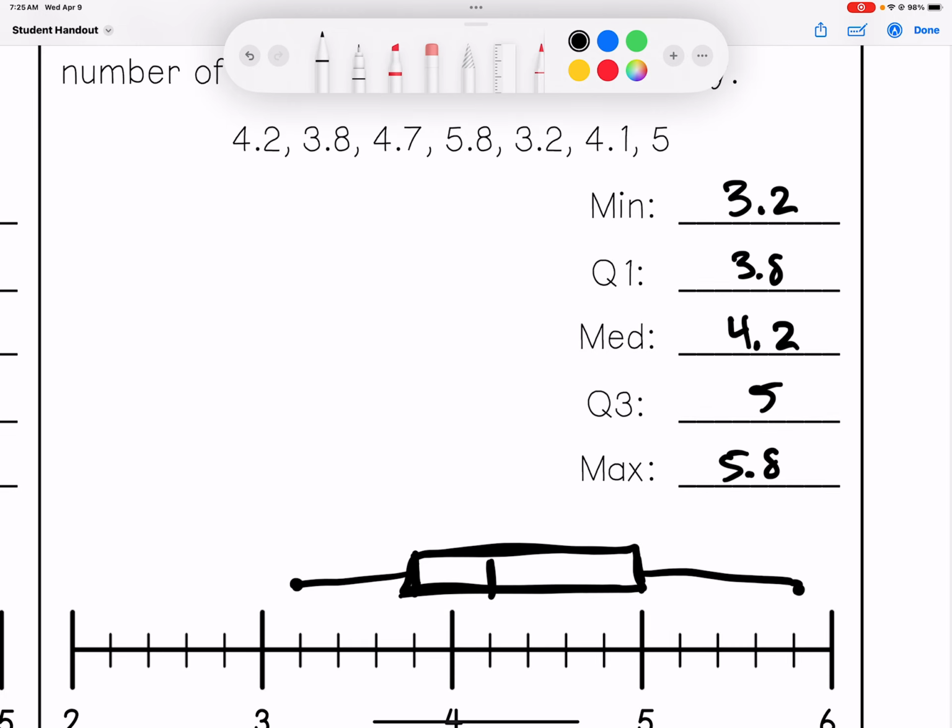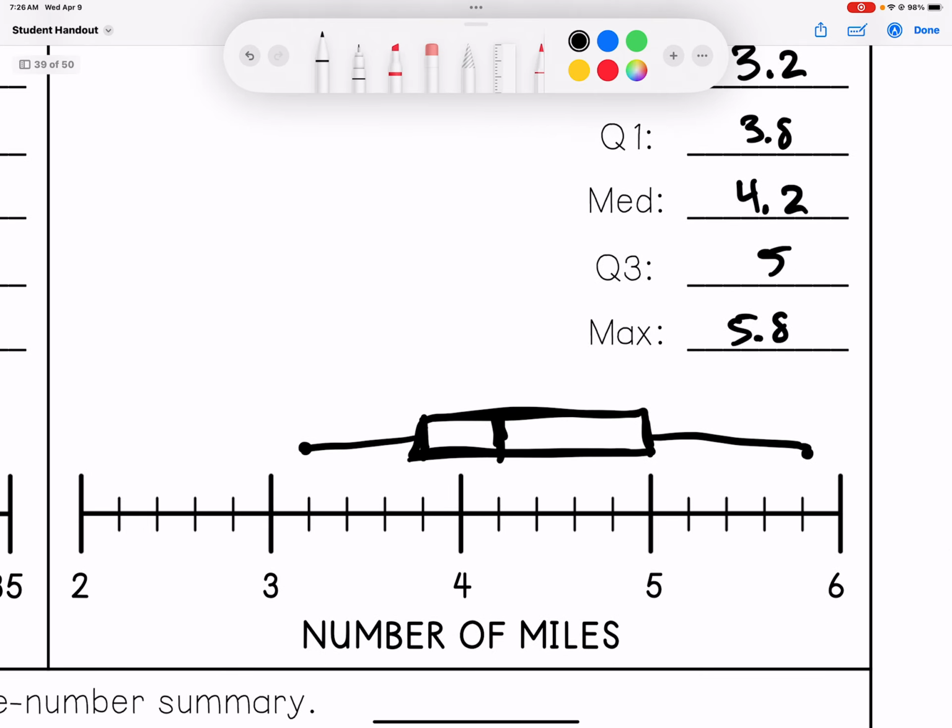All right, yours should have looked something like that. Maybe a little better than mine, but pretty much exactly like that. So if they ask you to create a box plot, that's what they're asking you to do. 5 pieces of data: minimum, maximum, median, and Q1 and Q3.